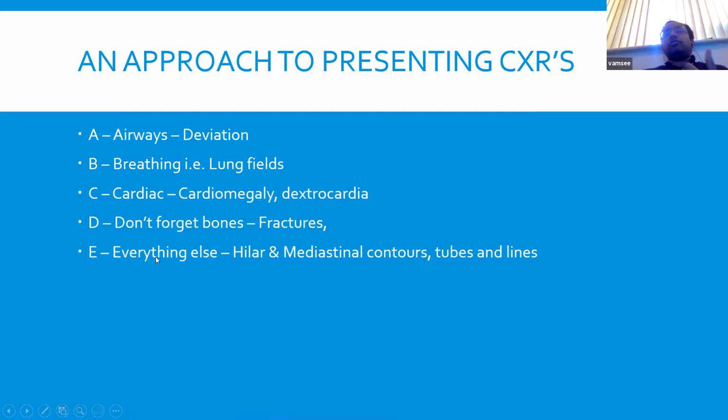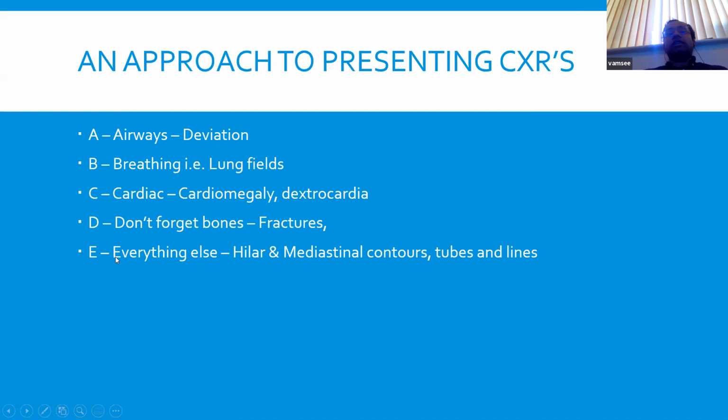Now, E, I use as a catch-all term for everything else, which I know doesn't help, but it basically refers to all the areas that I haven't mentioned. The way I think of it is, one, the center of the chest X-ray itself. So you've got your two hilar and your different mediastinal contours and your knuckle, for example, and so on and so forth. And everything else that we can add on.